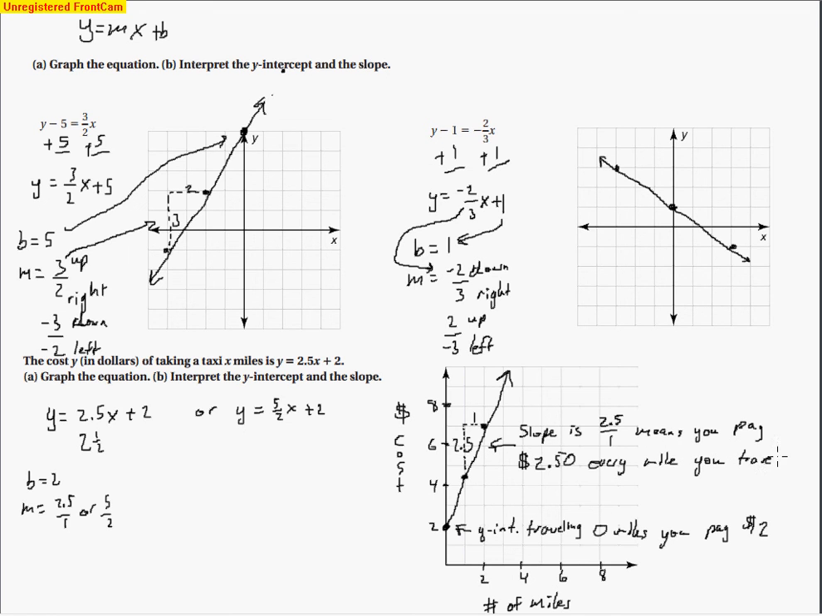So initially, the y-intercept tells us our initial amount. We're going to pay $2 just for sitting in the cab, just for entering that door. But then, after we start moving, we're going to pay $2.50 every single mile. And so that would be the same thing as paying $5 every 2 miles. It's just another way of saying it.